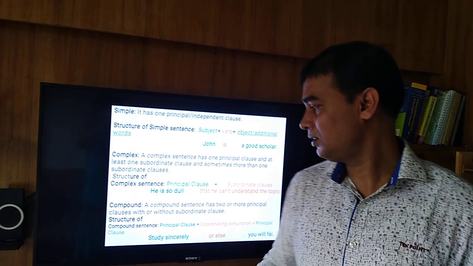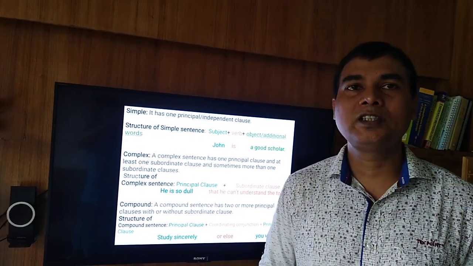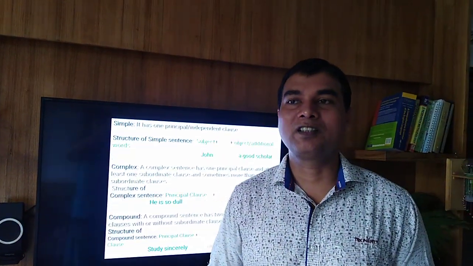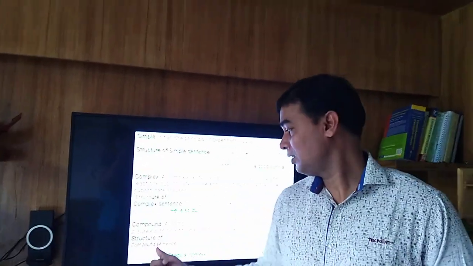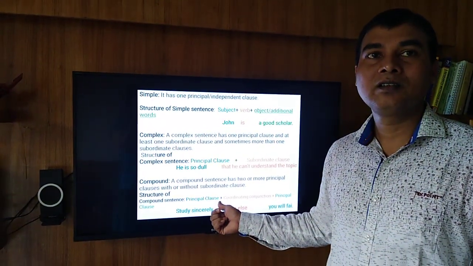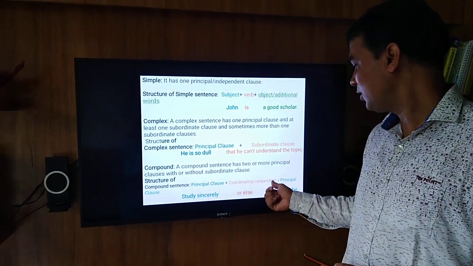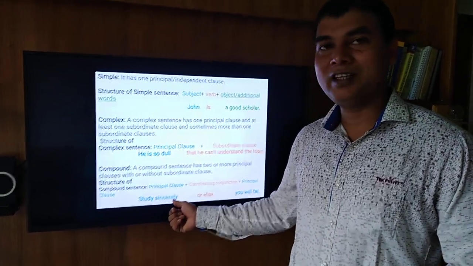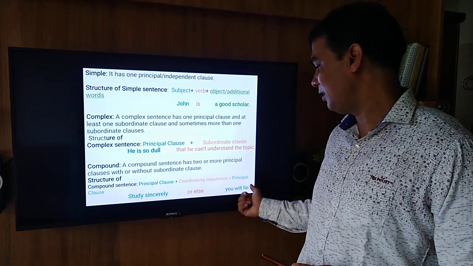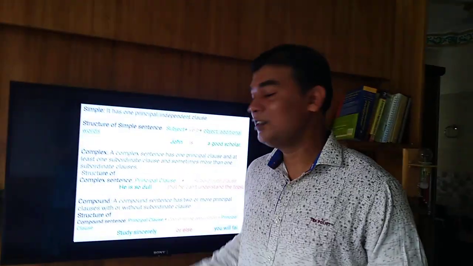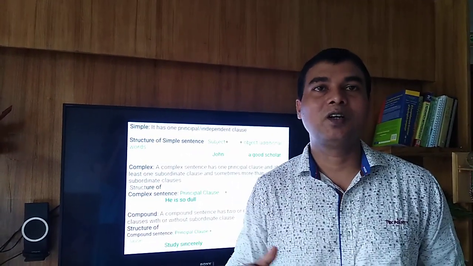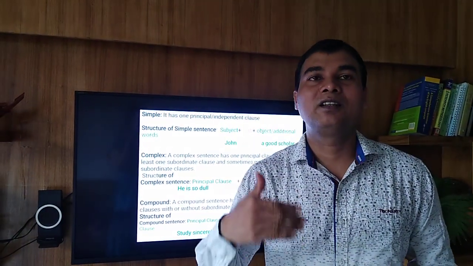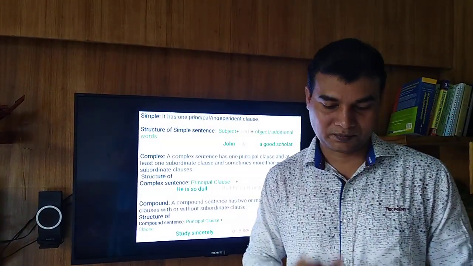And in compound sentence, a compound sentence has two or more principal clauses with or without subordinate clause, and the basic structure is that way: principal clause plus coordinating conjunction, then again a principal clause. For example, study sincerely or else you will fail. So in this sentence, study sincerely, this is a principal clause, or else this is a coordinating conjunction, and you will fail, another principal clause.